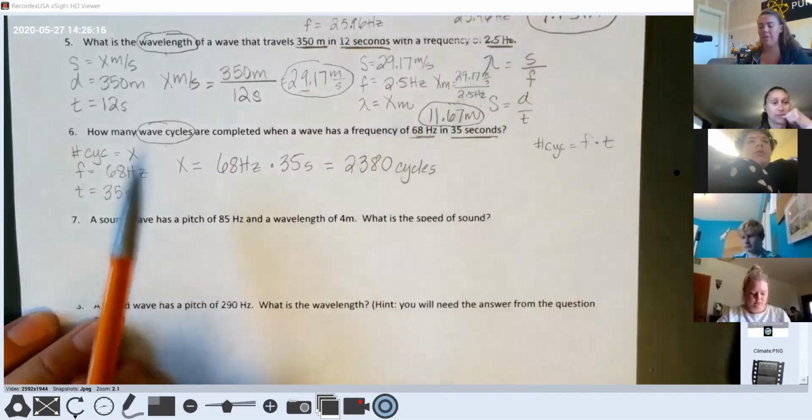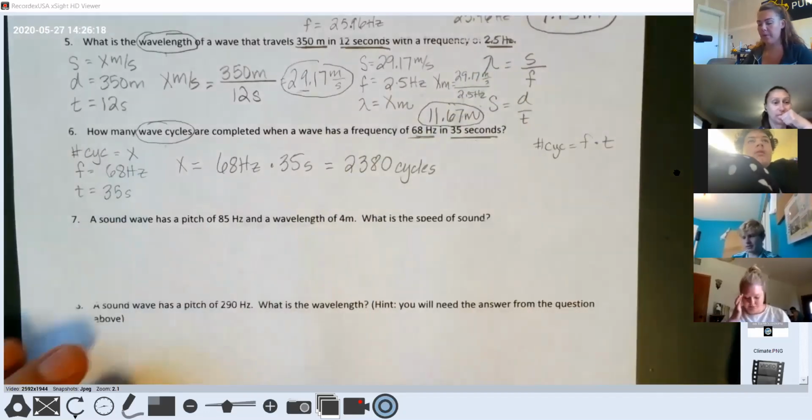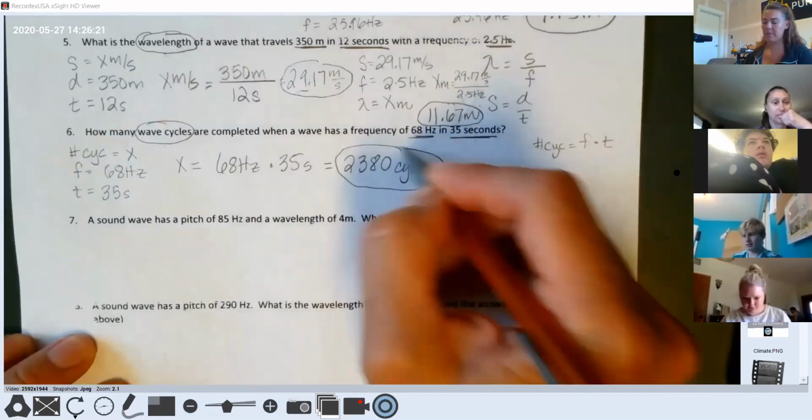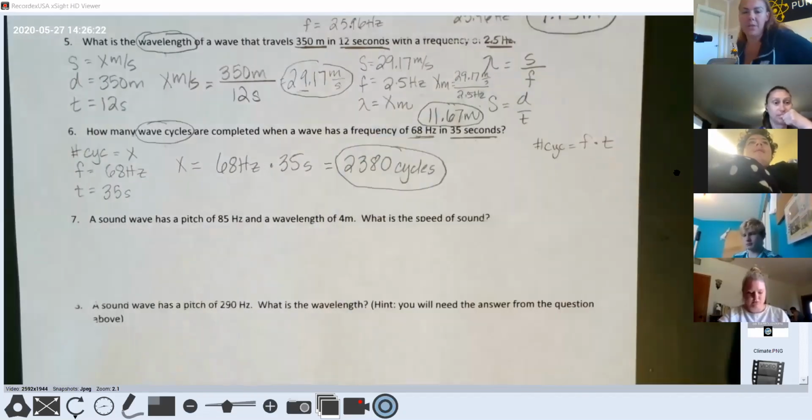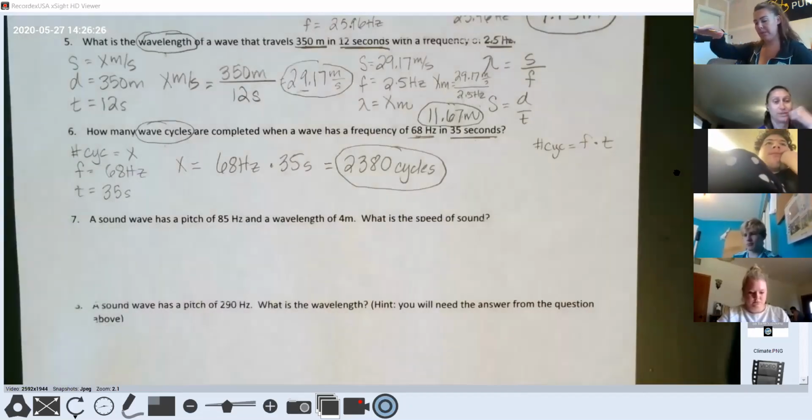So it's asking me for the number of cycles. So now I know how many cycles there are using that equation. Okay, so last couple.